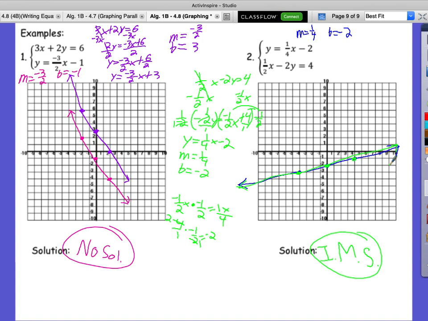So what we need to focus on is graphing, and seeing if we get the same exact IMS. Tony said as soon as we graphed that first point, he's like, wait, they're the same. Here, never touched, so parallel, no solution.